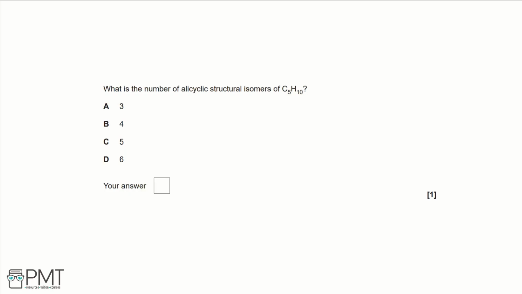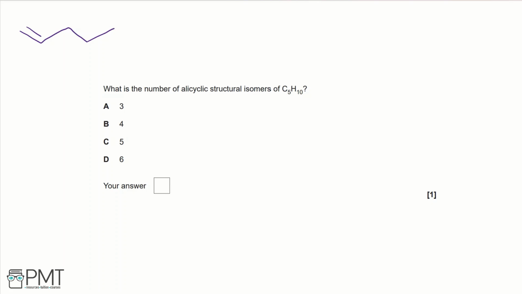What is the number of alicyclic structural isomers of C5H10? A 3, B 4, C 5 or D 6? For this question, I'm going to start by drawing different structural isomers of C5H10. And then we're going to look at which ones are alicyclic.